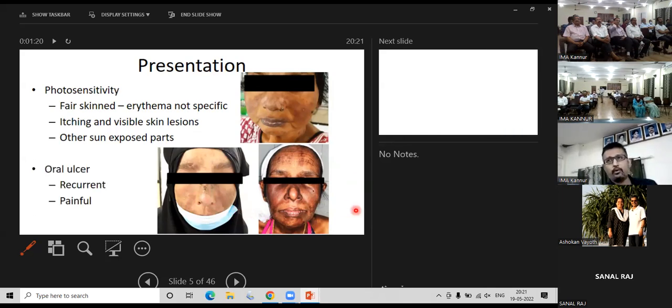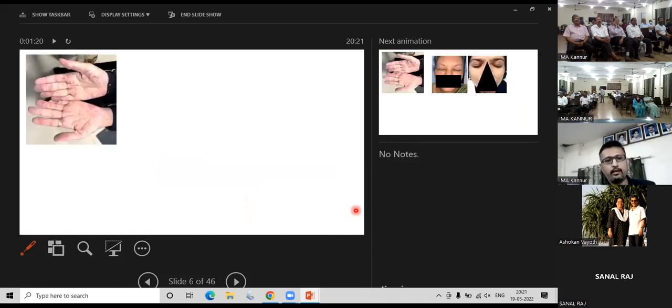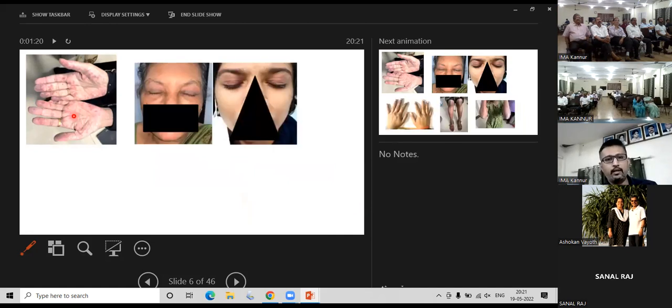Next thing is oral ulcers. Oral ulcers tend to be recurrent, painful, involving the hard palate, and it's very well known for SLE. A few other pictures I just wanted to add. This was a patient of SLE with chilblain lupus who had cold-induced vasculitis-like lesions on her fingertips.